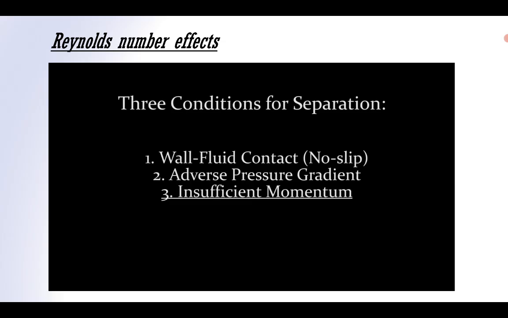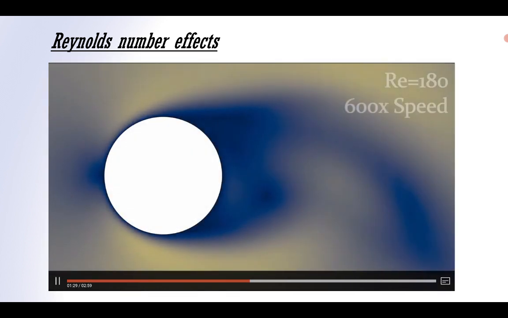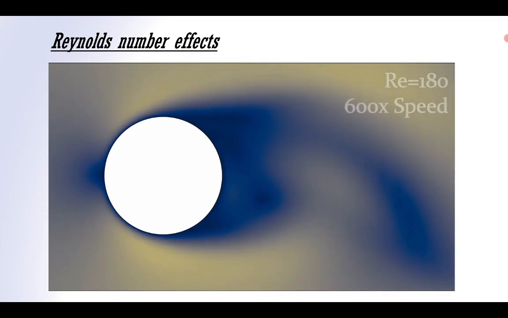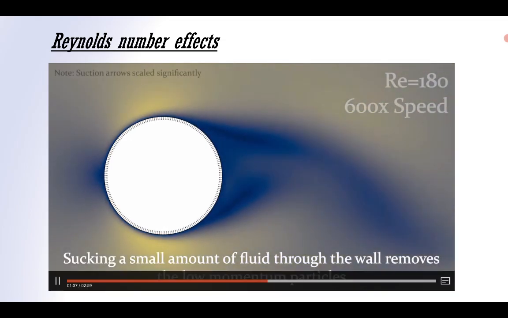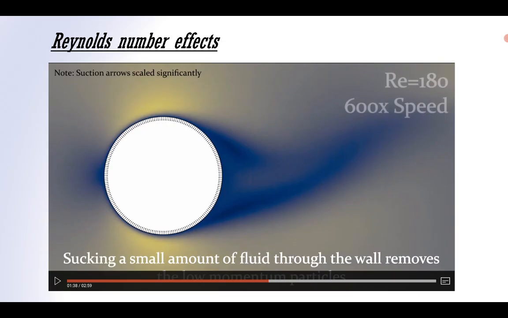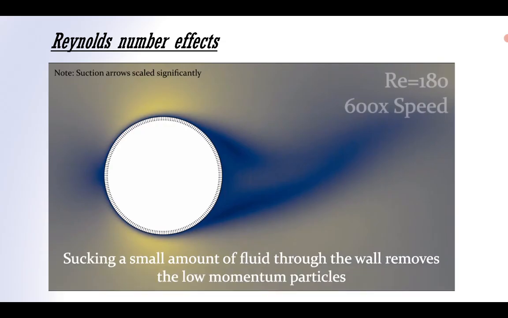There are three conditions for separation: wall fluid contact, which is the no-slip condition, an adverse pressure gradient, and insufficient momentum. Let's look at this simulation for Reynolds number 180, and this one is zoomed in. A small amount of fluid is sucked into the cylinder, and this removes the low momentum fluid for this condition.